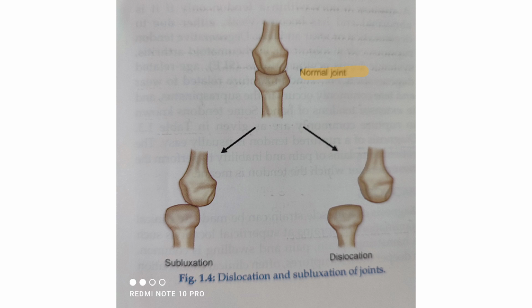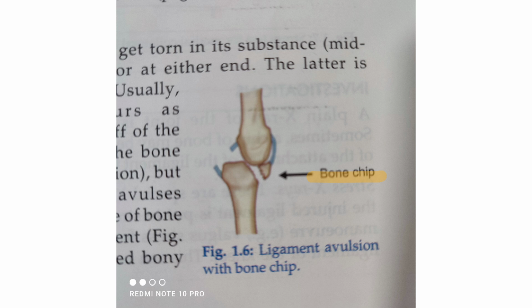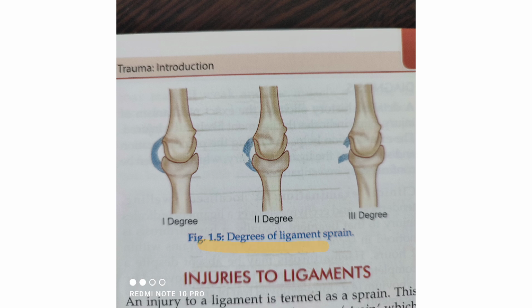Normal joint ऐसे होते हैं. Subluxation is like this and dislocation, fully dislocated. So dislocation and subluxation of joint. देखिए bone chip होते हैं. Ligament avulsion with bone chip.